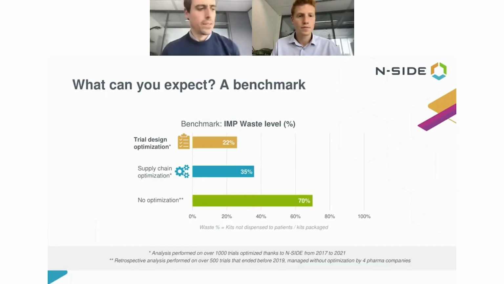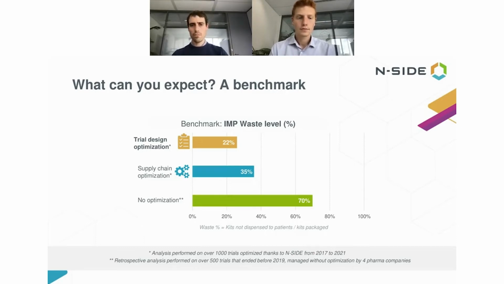Thank you, Alexis. So yeah, we've seen how to improve trial design in terms of supply chain efficiency, how to improve supply chain design. And here, I just want to show you a small graph that shows the level of waste in our industry. This is an analysis that has been performed over 1,000 trials across, again, different indications, different phases. We've observed that without any kind of optimization, the average IMP waste level was around 70%.